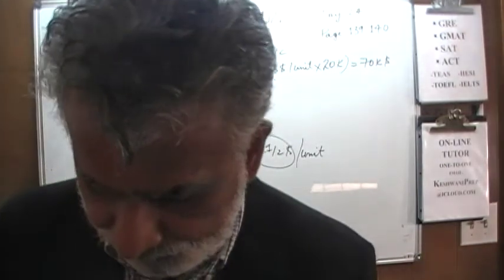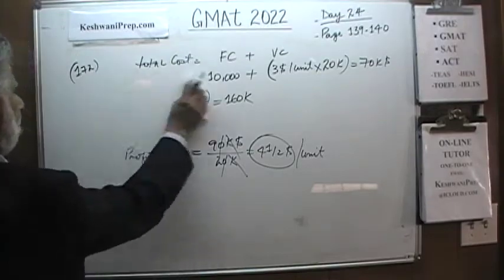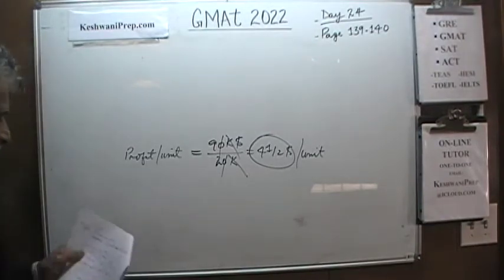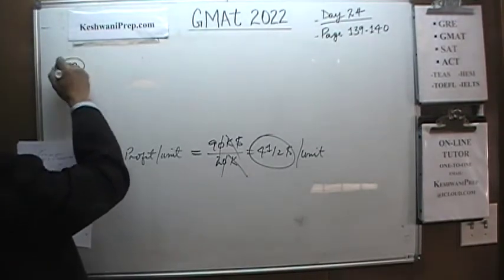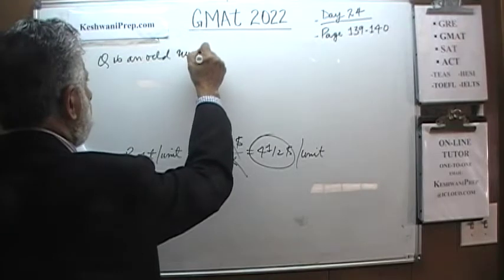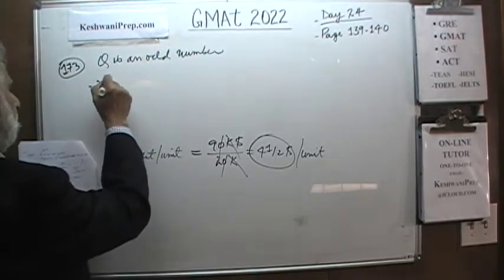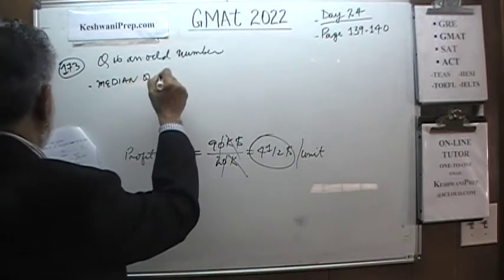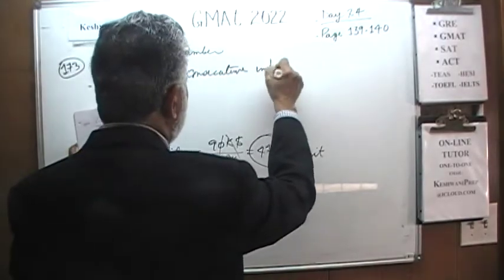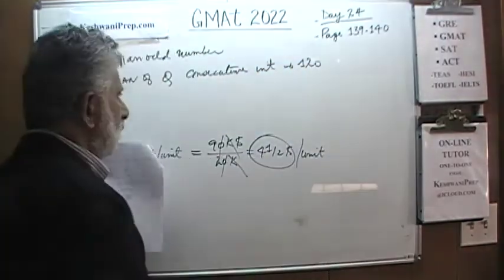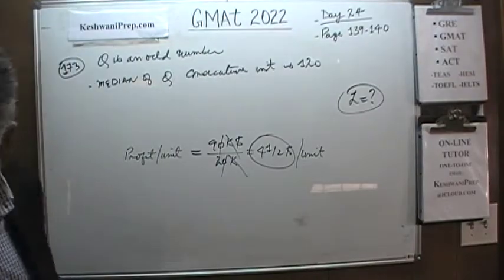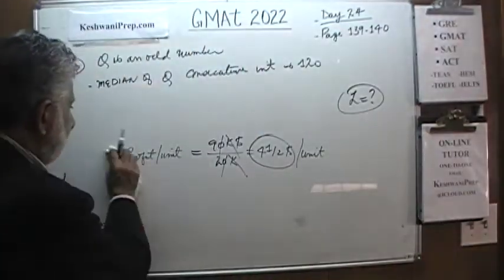Next one, 173. In 173, we are told that Q is an odd number. We are told that the median of Q consecutive integers is 120. The question is, what's the largest integer in this scenario, expressed in terms of Q, of course. Let's see what we can do.